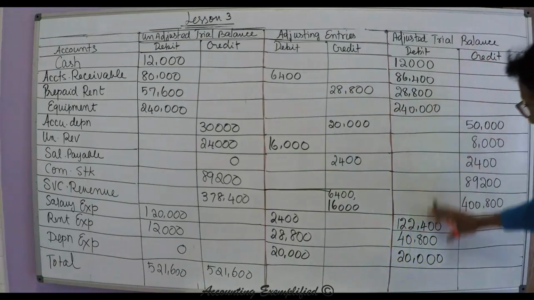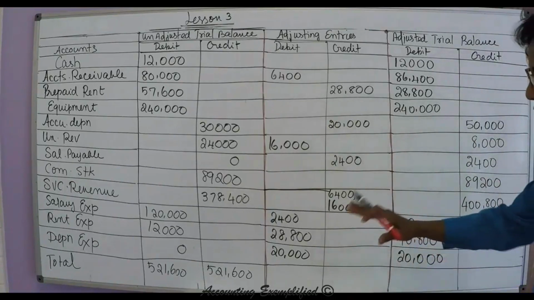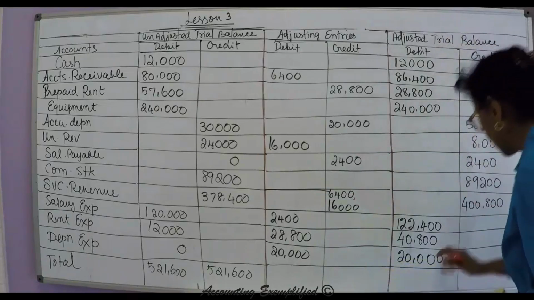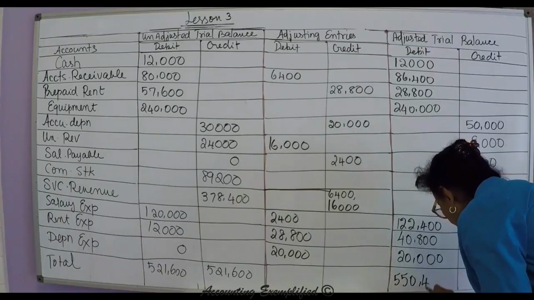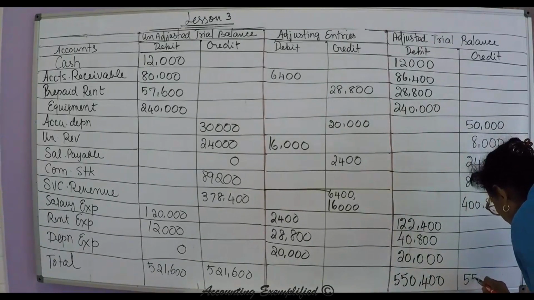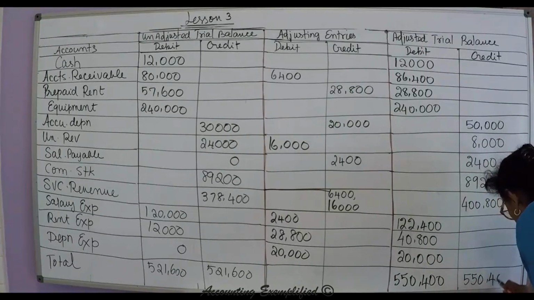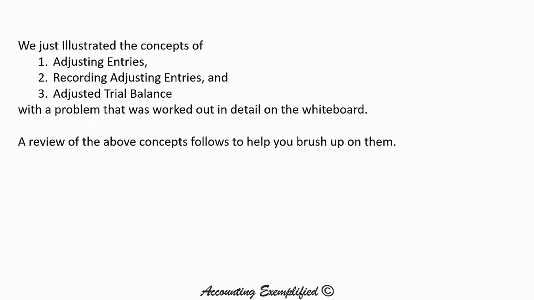Now you add up all the debit numbers and all the credit numbers. Now they should be equal. Now the total adjusted trial balance, debit column total is 550,400 and the credit column total is also equal, 550,400. We just illustrated the concepts of adjusting entries, recording adjusting entries, and adjusted trial balance with a problem worked out in detail on the whiteboard. A review of the above concepts follows to help you brush up on them.